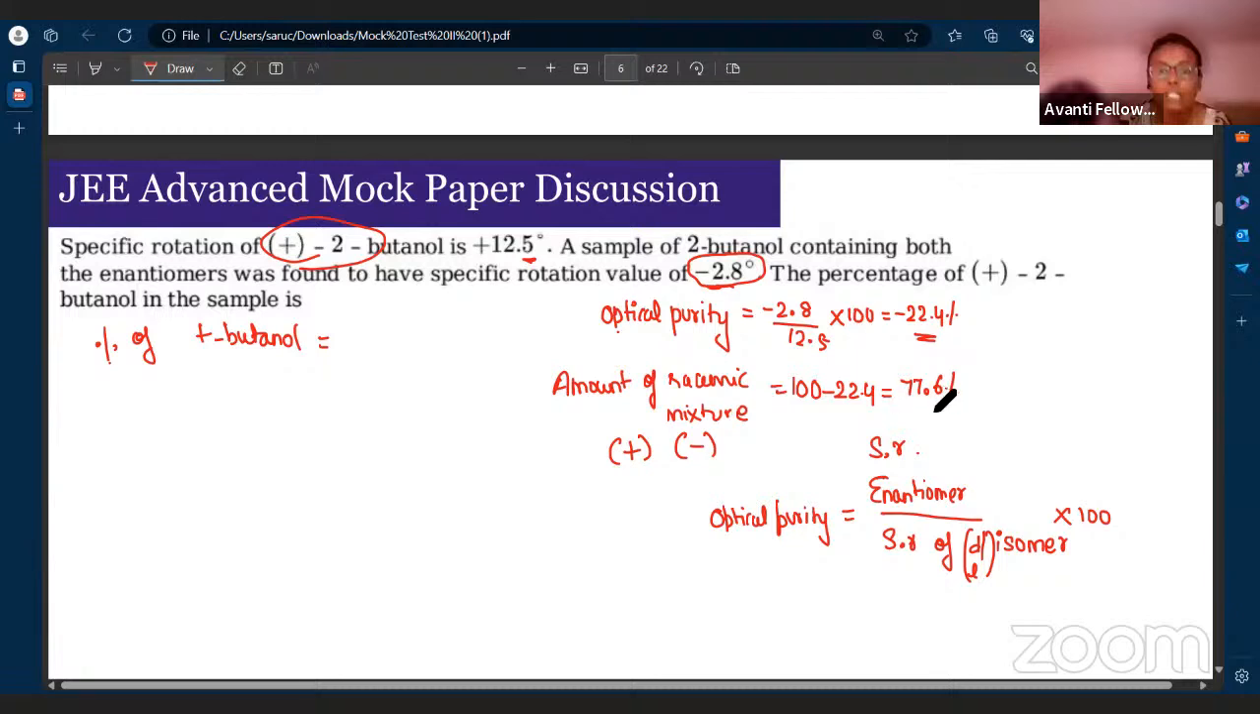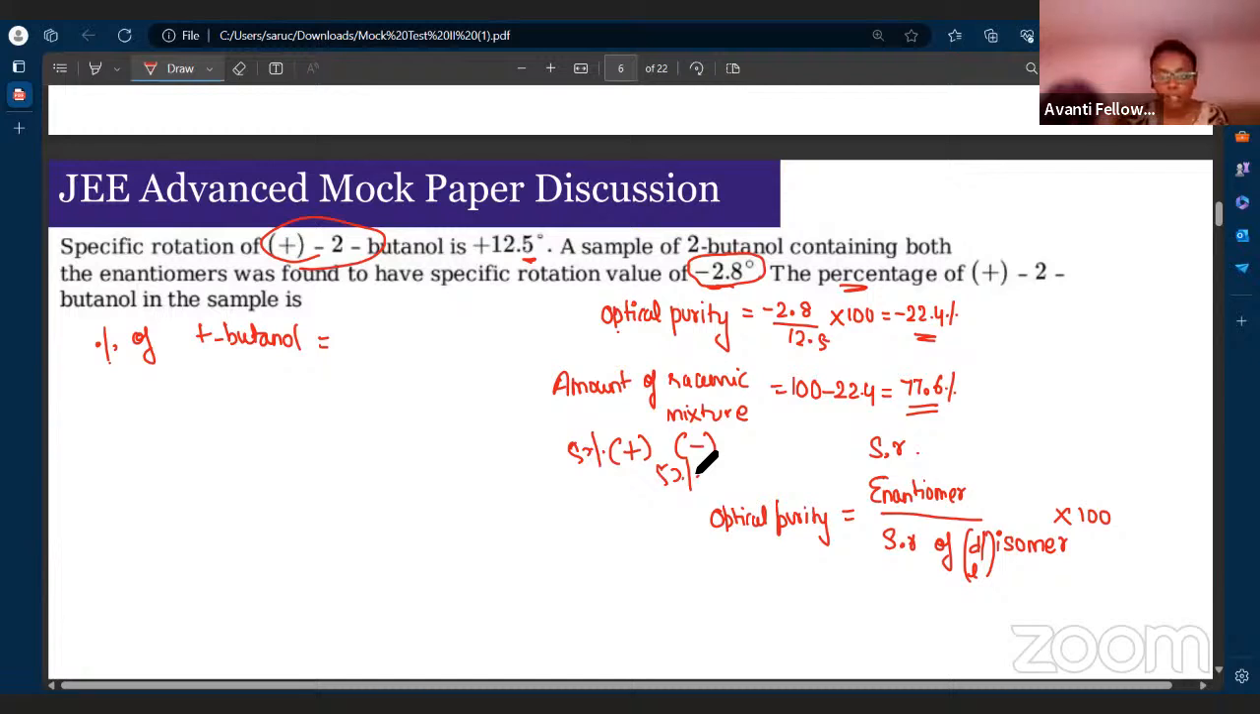So now the amount of racemic mixture is 77.6%. It is the total amount. Now we know that the racemic mixture is 50% plus and 50% minus isomer. When you want to take the plus isomer alone, because plus isomer is asked in the question, take half of 77.6, because an equal amount of plus and minus is a racemic mixture. So 77.6 by 2.